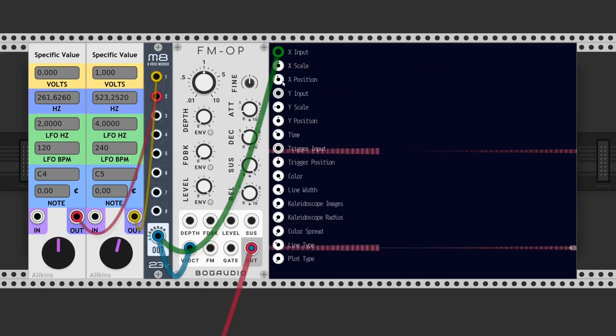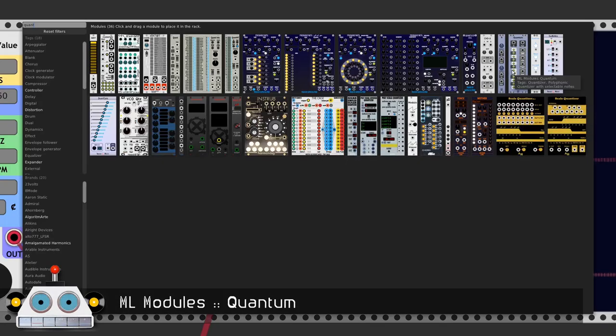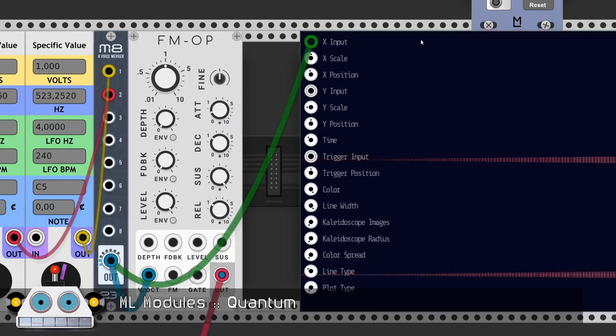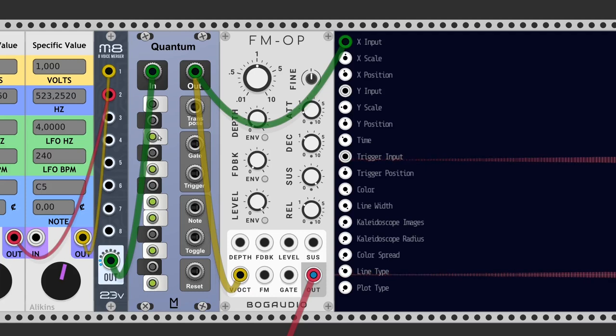Let's merge two different notes. An interval is the difference in pitch between two sounds. With a quantizer, we will fix the voltage to the closest value in the natural scale. Like white keys on the piano.